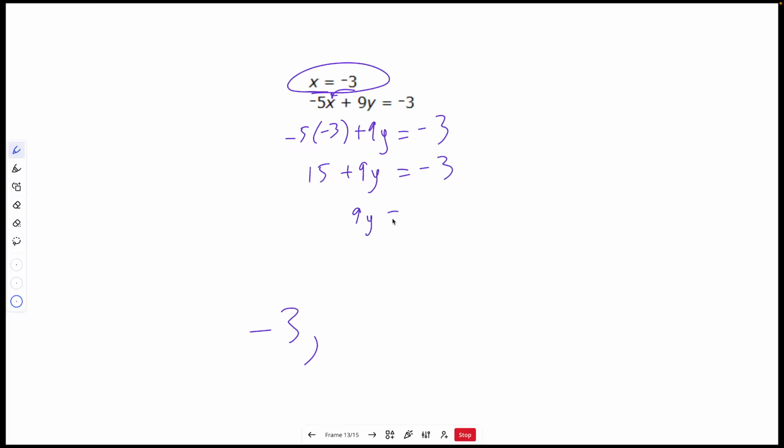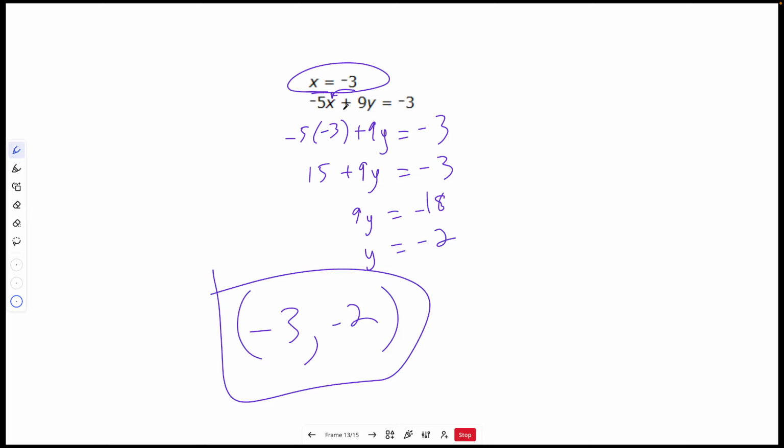And we get negative 18. Divide by 9, you get y equals negative 2. So your answer is negative 3, negative 2. Right? So if they give you x equals or y equals, problem's already halfway done. Just solve it from there.